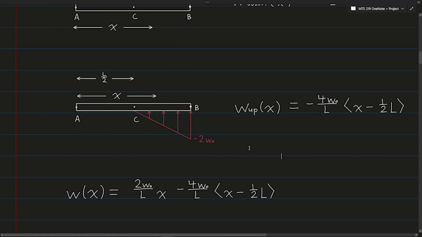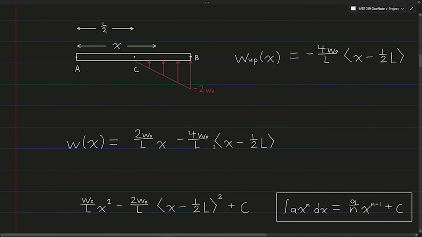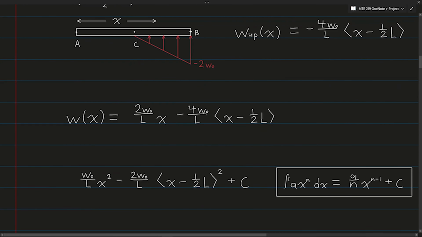Next, we want to find the function for the shear force in the beam, and we do this by integrating the load function. The only integration rule we need for this is just this one, that the integral of a x to the n is equal to a over n plus 1 times x to the n plus 1, plus our integration constant. So when we integrate this expression here and use just that integration rule, we get this expression.